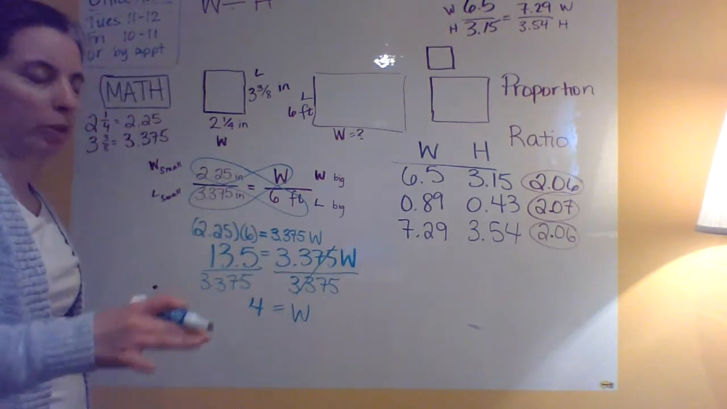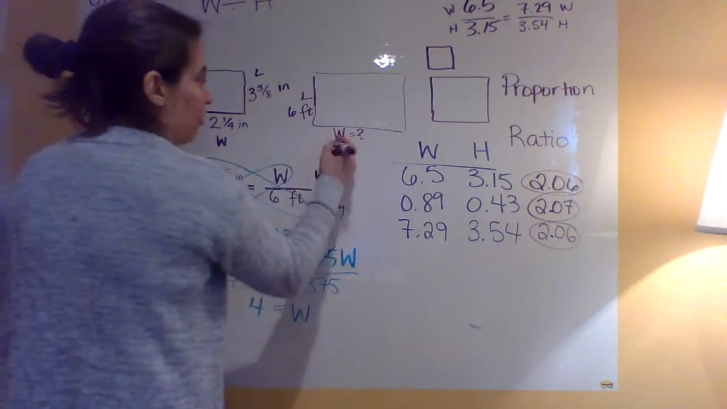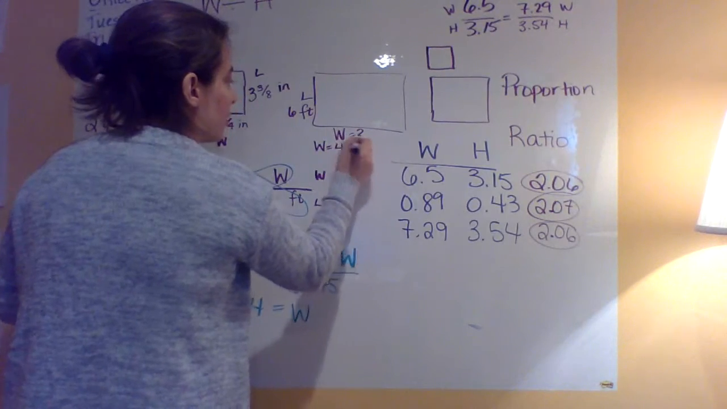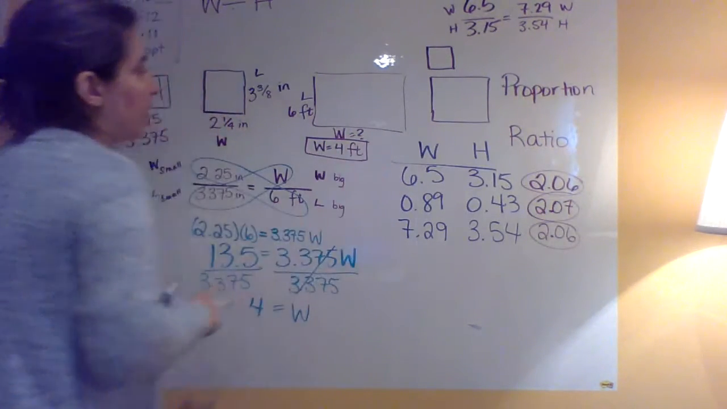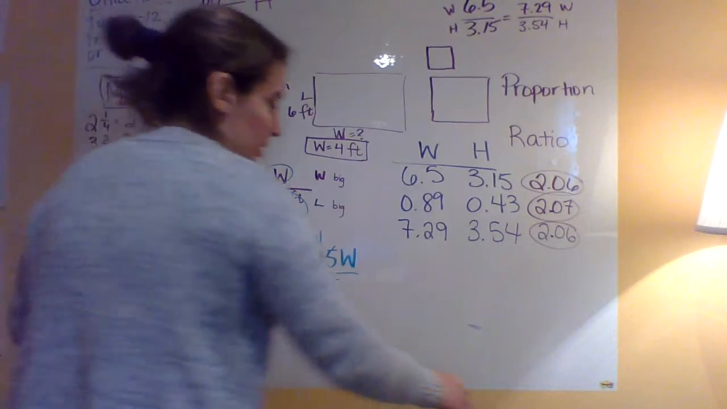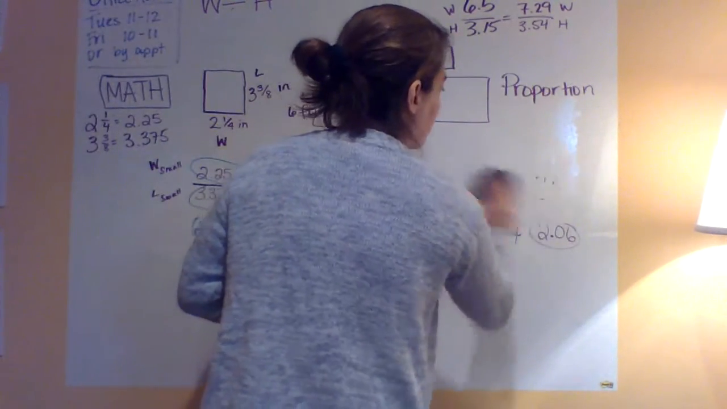Now, we always want to think about for what? So remember we were trying to find this width, right? And this was in feet. So the width is going to be 4 feet. Okay, so that's one way to solve that, is by cross multiplying. Let's just look at another way. Let's give you some options.